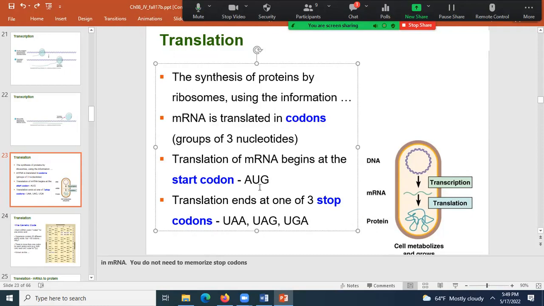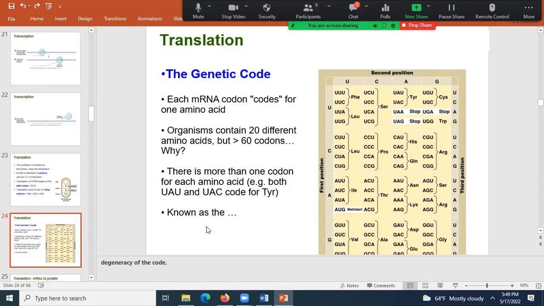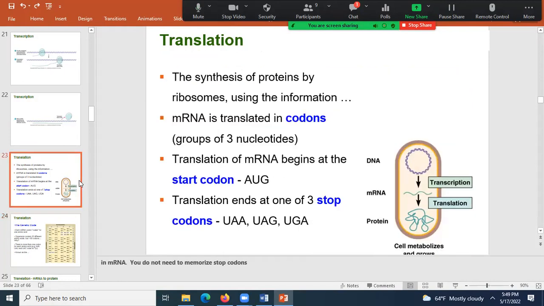Any question about any of that? All right, each messenger RNA codon codes for... Yes, one. Sorry, I did have a question. Okay, is it possible to have several AUG codons in one strand?